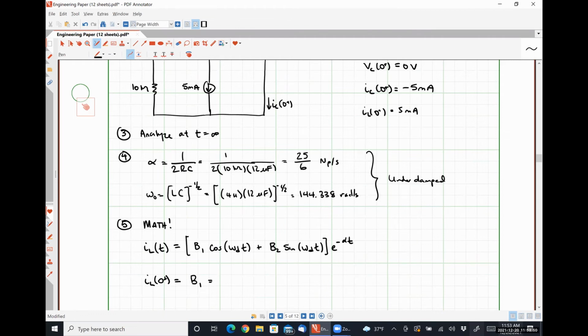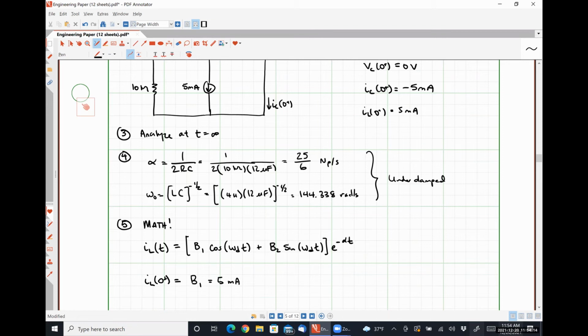And from our analysis, that is nothing more than 5 milliamps. So we already know halfway how this inductor current is going to behave. Ian. Was it negative at the 0 plus? IL was 5 milliamps. Right. Current was. Right. Capacitor current, yes.